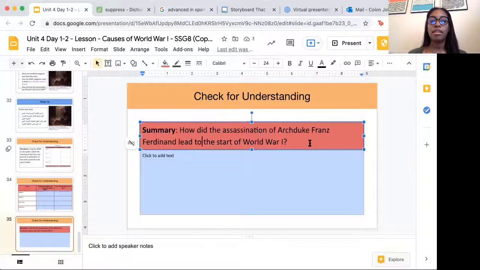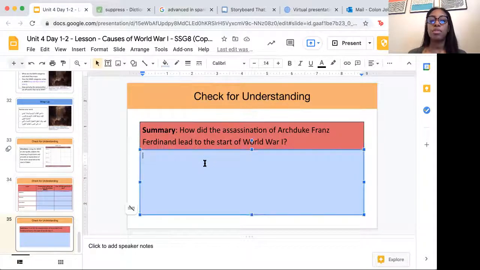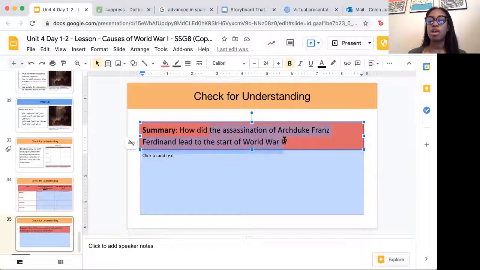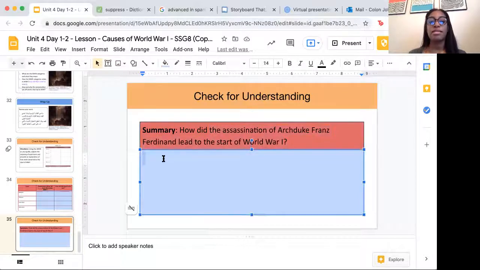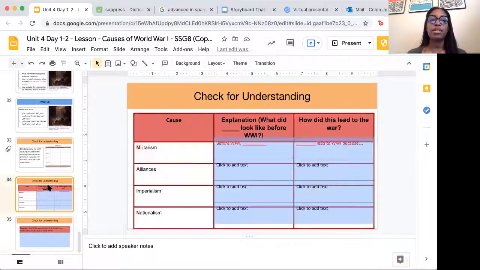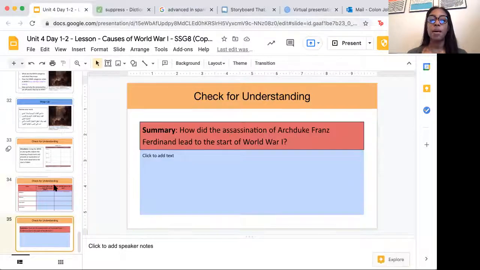And then here, how did the assassination of Archduke Franz Ferdinand lead to the start of World War I? So you can teach your students how to start their sentences by taking part of a question, right? The assassination of Archduke Franz Ferdinand led to the start of World War I because, and then they have to do that, right?